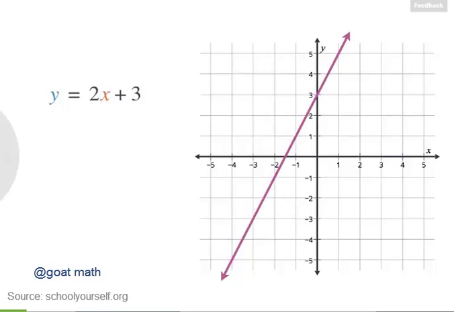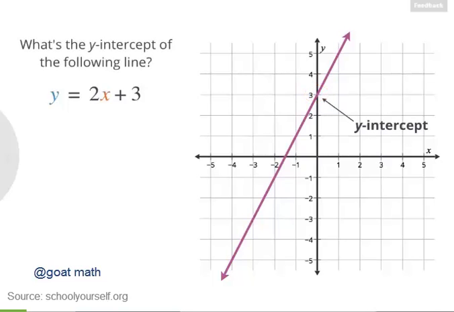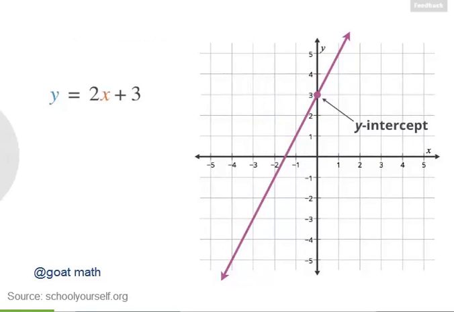Now, the y-coordinate where a line crosses the y-axis is known as the y-intercept. So what's the y-intercept for this line? What's the y-coordinate of this point over here? Exactly, this line has a y-intercept of 3. And notice that we have a 3 over here in the equation. Very interesting. Let's see if we can figure out why that might be.